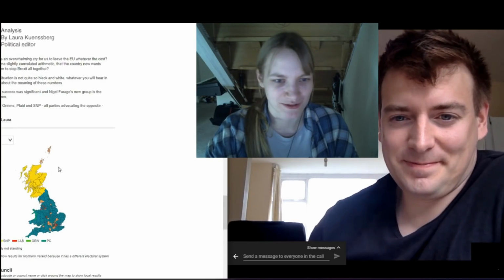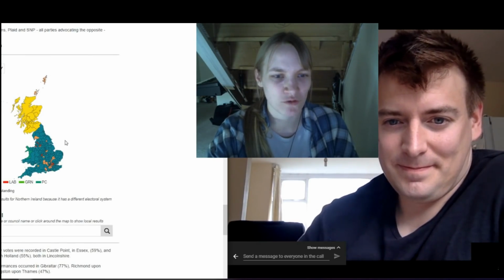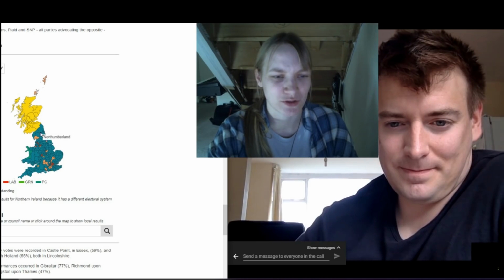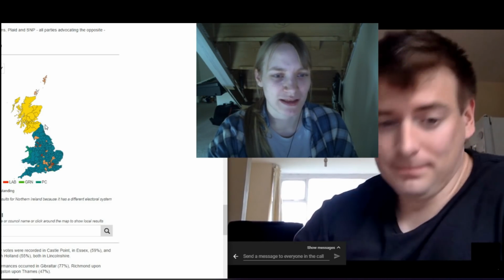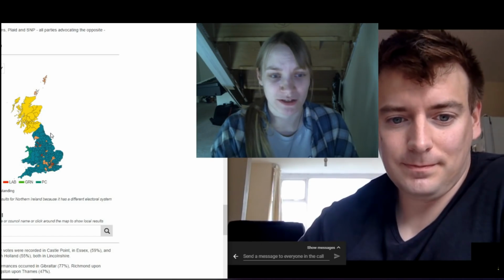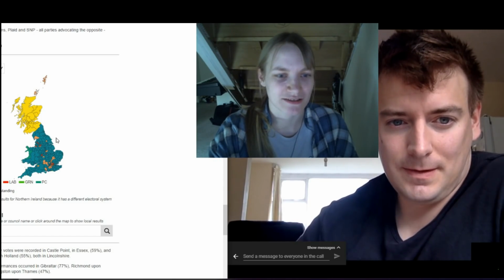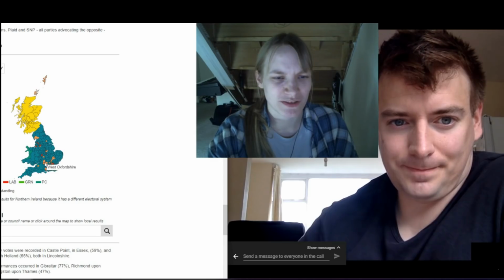There's a blue wave spreading across the country. I'm going to zoom in a little bit there. You can see all of this blue, sort of teal colour, blue-green almost, is all Brexit Party. That means that the Brexit Party got the most votes in these areas. And these yellow-orange bits are all the Liberal Democrats.